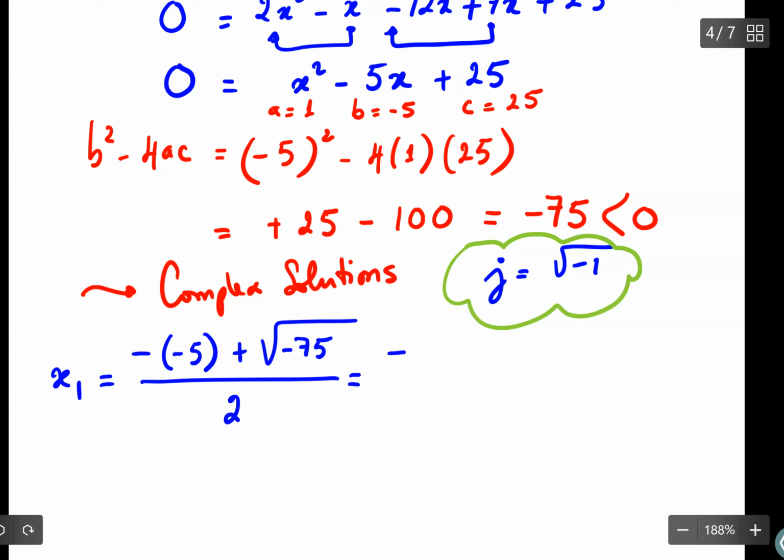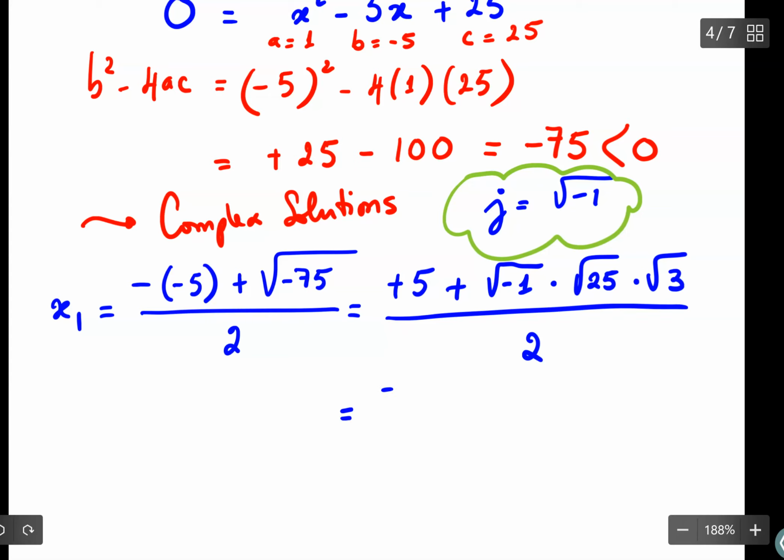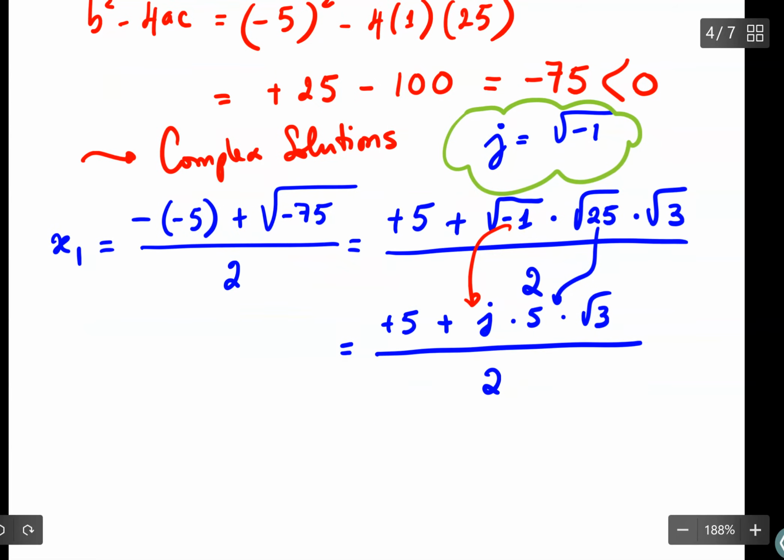So I want to write it as positive 5 plus, I will break the square root of negative 75 into the square root of negative 1 times the square root of 25 times the square root of 3. Because negative 1 times 25 times 3 gives you negative 75. The reason I'm doing that is because the square root of negative 1, I turn that into j. So here plus j, the square root of 25 is 5, and I rewrite the square root of 3, the whole thing divided by 2. So in the end, x1 is equal to 5 plus 5j root 3 divided by 2.